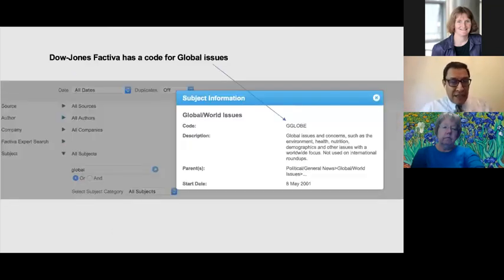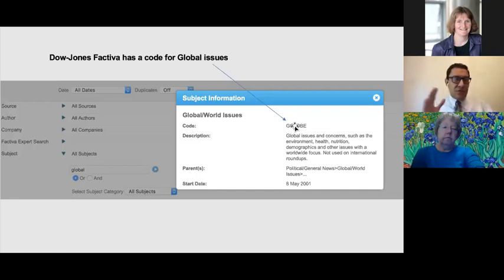Now, some databases are more sophisticated than others. Dow Jones Factiva, another important business database, has a code for global issues. Connect to your librarian about this. I started using Factiva 20 years ago. It has evolved in many ways. Factiva has a code here. Adding this code to your search will allow you to search for global issues and concerns such as the environment, health, nutrition, demographics, and other issues with a worldwide focus. Not to be used, however, for international roundups. They probably have another code for indexing that kind of information.